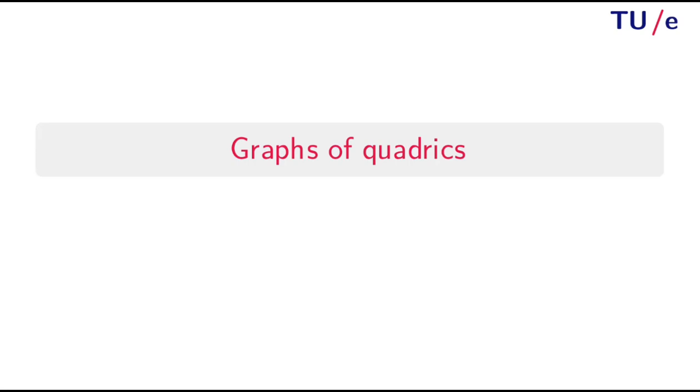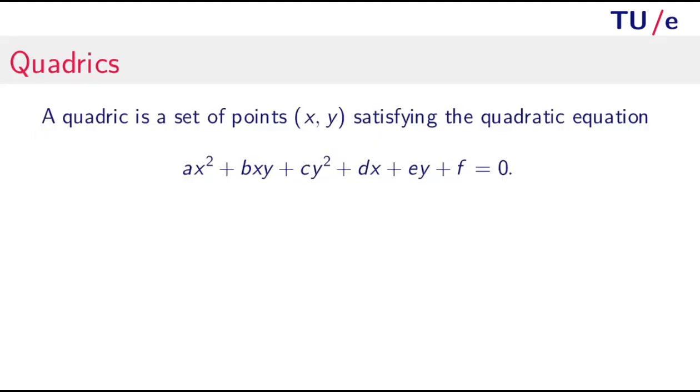Graphs of quadrics. A quadric is a set of points satisfying the quadratic equation ax squared plus bxy plus cy squared plus dx plus ey plus f is equal to 0. These equations involve many constants a, b, c, d, e and f, 6 of them.